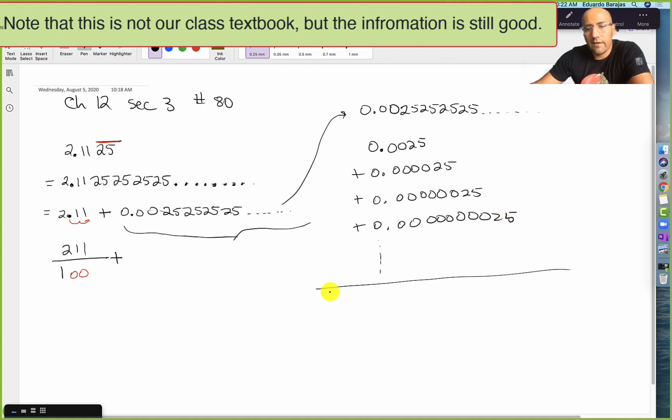Eventually, if I added all of these, I would get 0 point, and then notice that the first term is 0 for all of them following this pattern. The first two terms are all 0 following this pattern, so the first two terms would be 0. And then the next two terms have a 25 right here, and then there's 2 zeros below it, 2 zeros below it, 2 zeros below it, forever. So this 25 is the one that ends up being there.